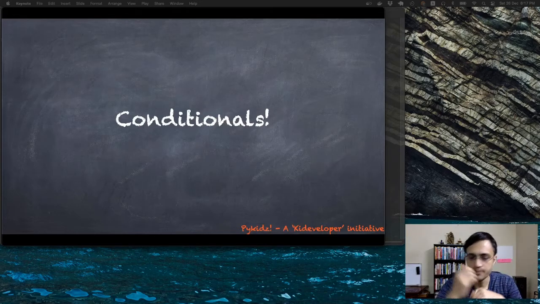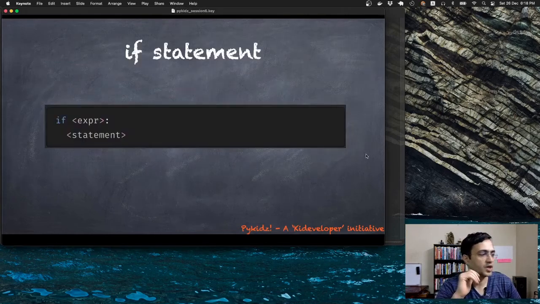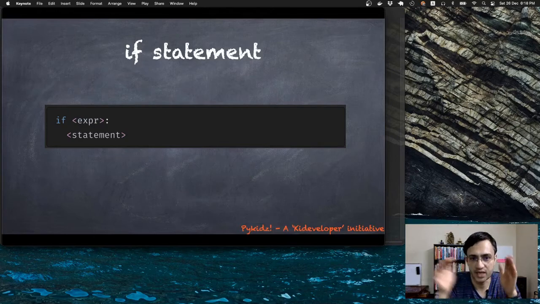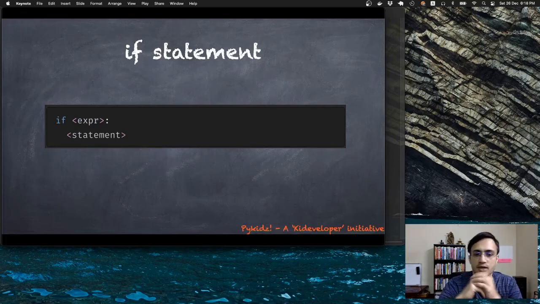Now we need a way to direct the order of execution. The first thing we will see, the most basic tool which allows us to do this, is the if statement. The if statement goes like this. It has an if with an expression. An expression is a Python statement which has a value. We will see this very soon. I'll start working with some examples.